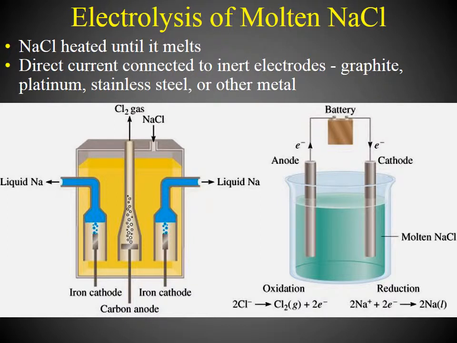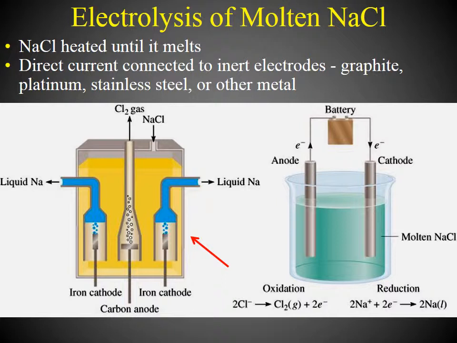Let's look at the electrolysis of a molten salt, sodium chloride. Well, we take sodium chloride and introduce it in the cell, melt it, and then essentially the process is simply an application of direct current to the inert electrodes to obtain the products that are desired. The inert electrodes could be graphite, platinum, stainless steel, or some other suitable metal. So let's now look at the right side of this graphic first, in which we have a cell that we could construct in a lab.